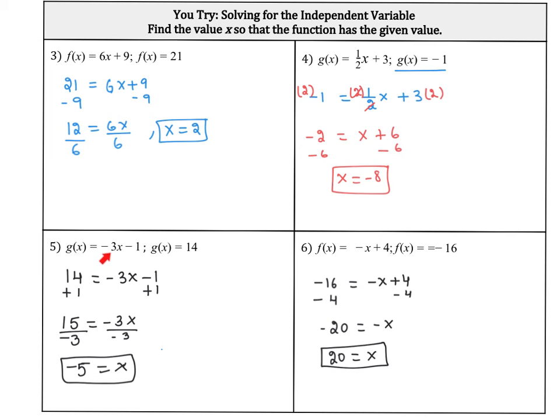For number 5, you're going to use g(x) as 14 and plug it in here. Now 14 equals negative 3x minus 1, plus 1 on both sides. You get 15 equals negative 3x. Divide by negative 3 on both sides. You get x equals negative 5.